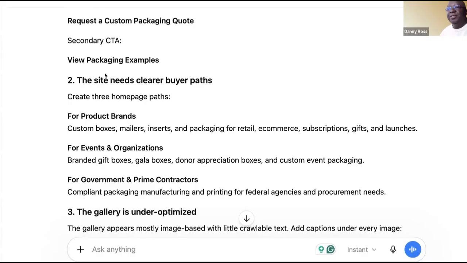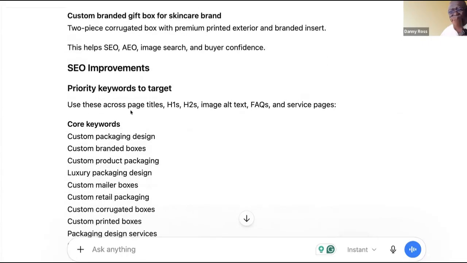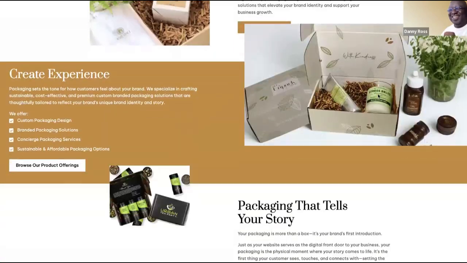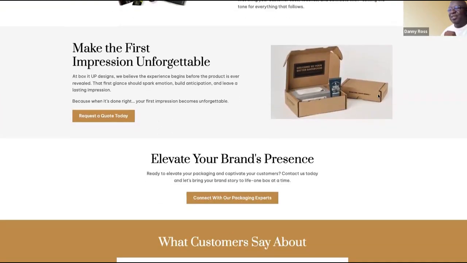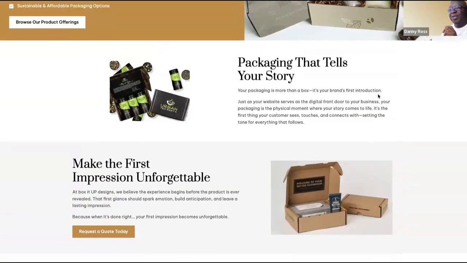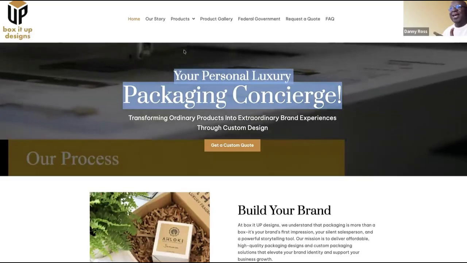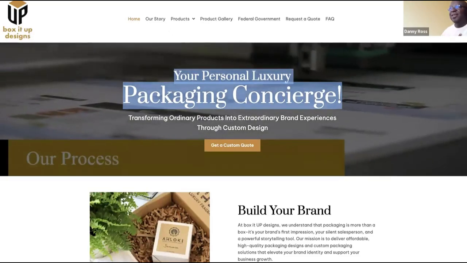The site needs clearer buying paths for events and galleries, and it's under-optimized, mostly image based with little crawlable text. This is a very marketing focused review, by the way. It's nothing to do with how your site looks, which, by the way, looks great. I like the design. I like the colors. I like the movement. I like the way everything's laid out on here. It's perfect from that perspective. Everything that it's doing is always additive. It's giving you additive information. Never take this as negative.